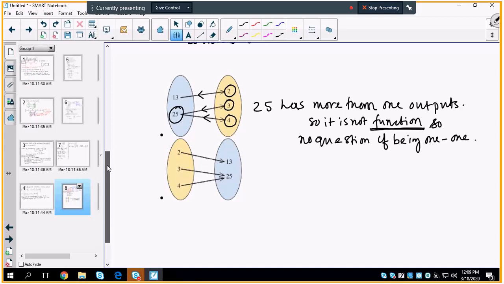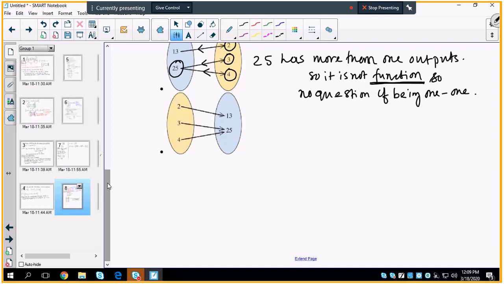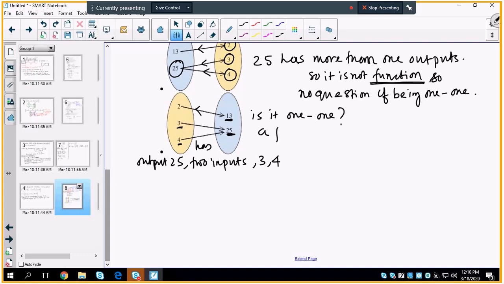If I look at the second example, I will find out it is a function because 2 as an input has exactly one output, 3 as an input has exactly one output, 4 as an input has exactly one output. But is it one-to-one? Well, now check from the perspective of outputs. 13 as output has exactly one input, 2, but 25 as an output has two inputs. Both 3 and 4 are inputs for the output 25. So it is a function, we agree with that, but it is not one-to-one.